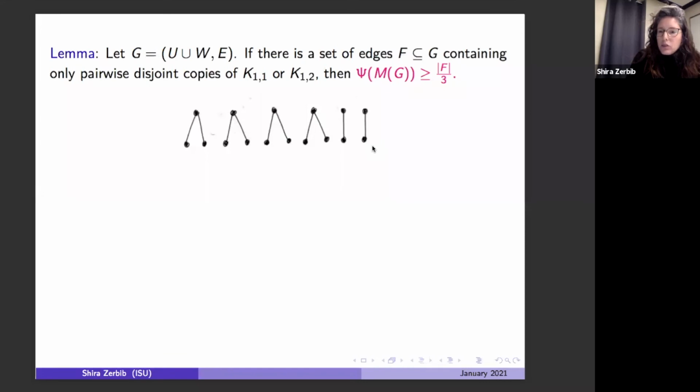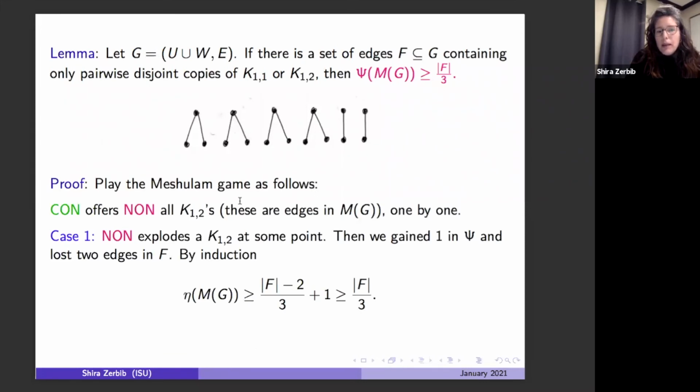So let's play the Meshulam game to show this. Okay, so we play the Meshulam game as follows. So Con offers None all the K12s. And remember, these are edges in the matching complex, right? So Con offers None all these edges one by one.